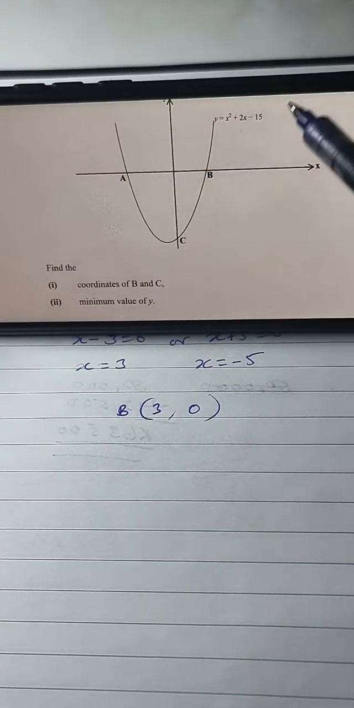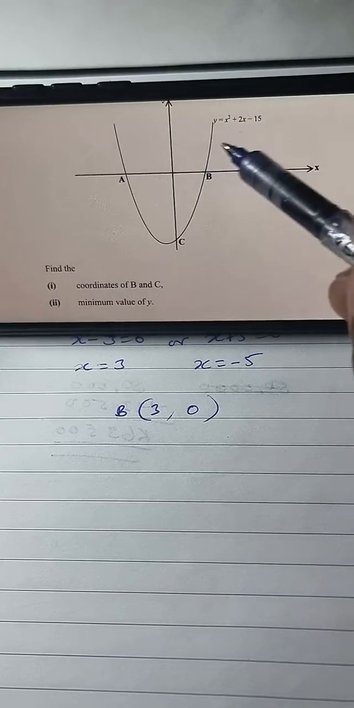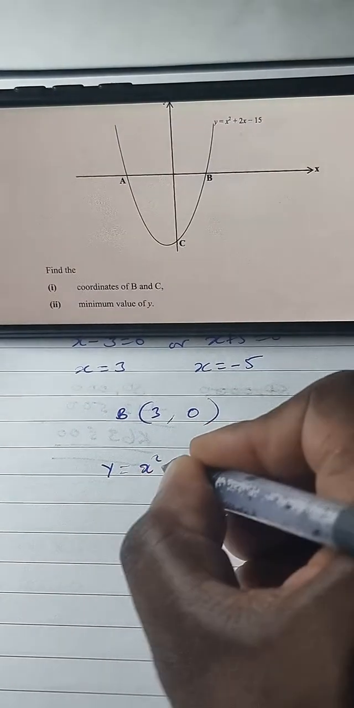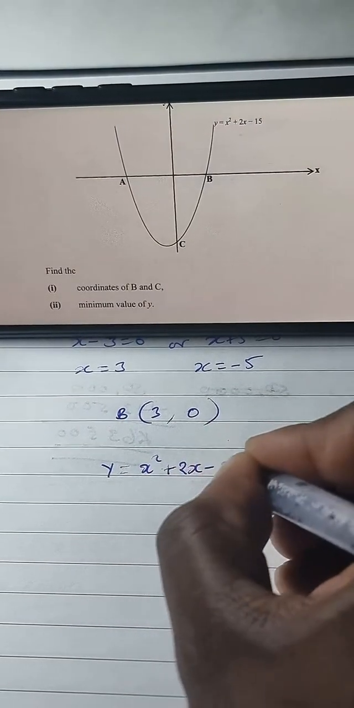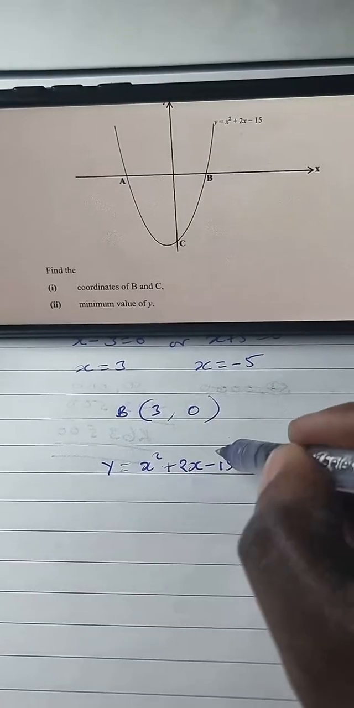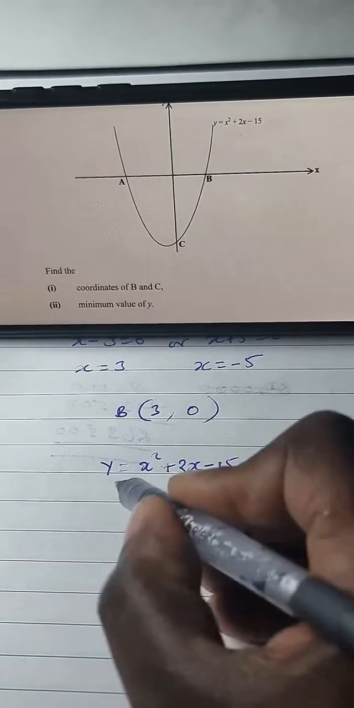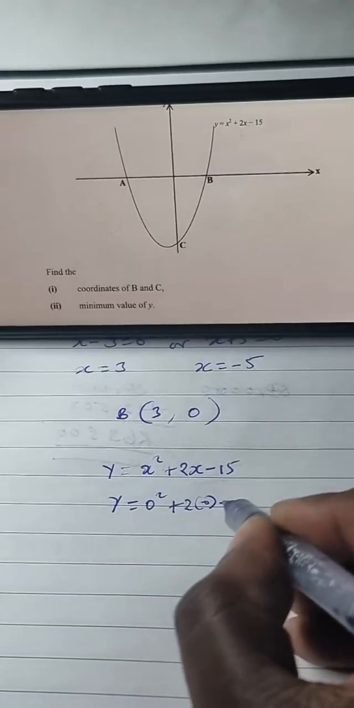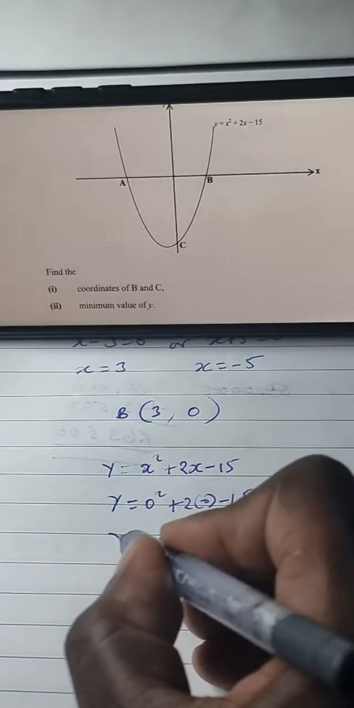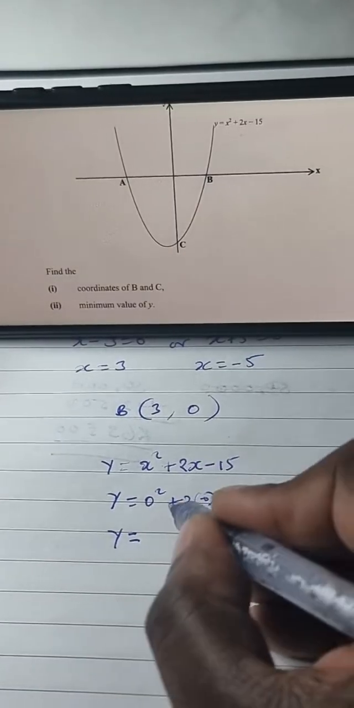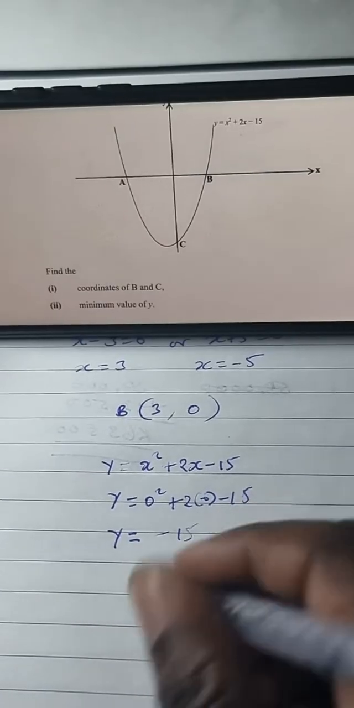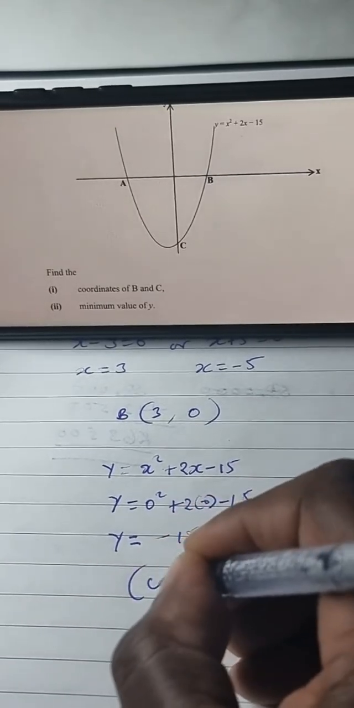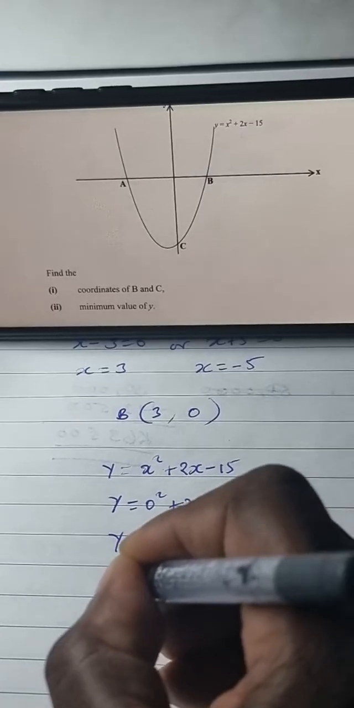Then for the coordinates for C, we are using the same function, but where there is x, we are now putting 0. So we say y equal to x squared plus 2x minus 15. So if anything, this is our C. But let me show you: 0 squared plus 2 multiplied by 0 minus 15. So our C is negative 15. So our coordinate will be 0, negative 15. This is for C.